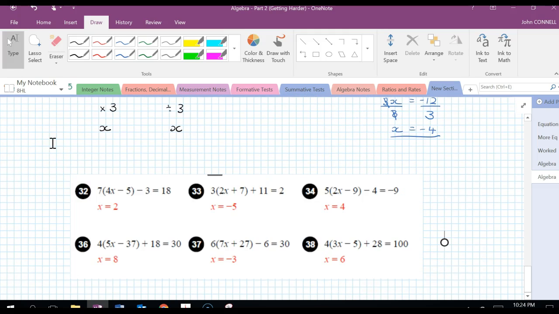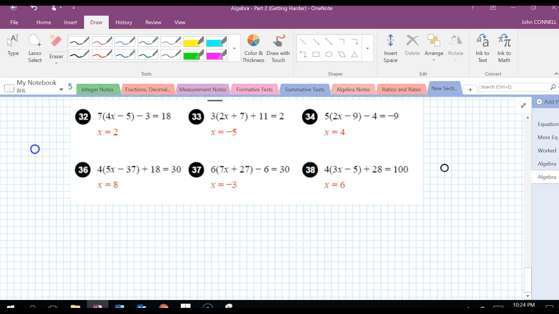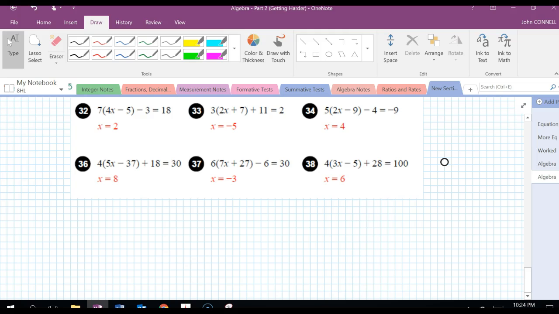Okay. Here we have 6 more equations that you need to go through and complete. Remember, the process to get the answer is important, not just the answer. So I should be seeing all these processes in your book.